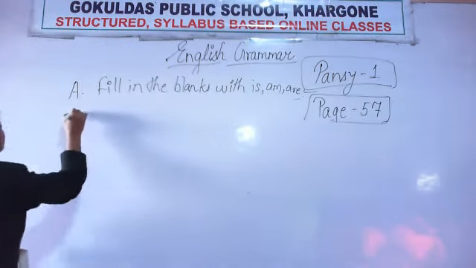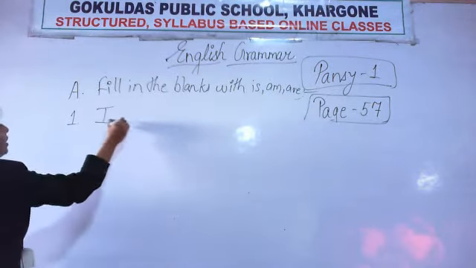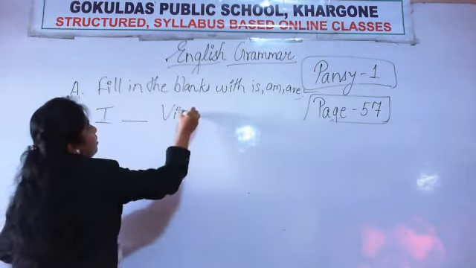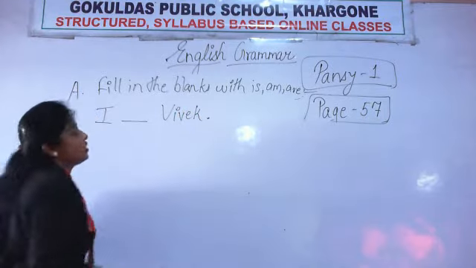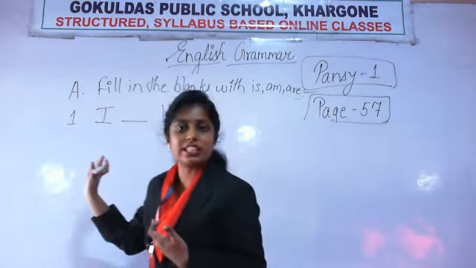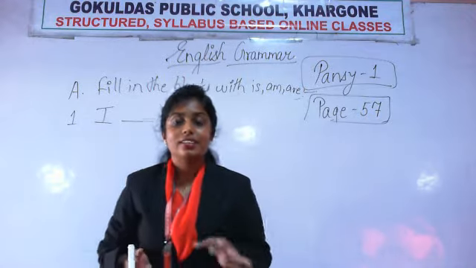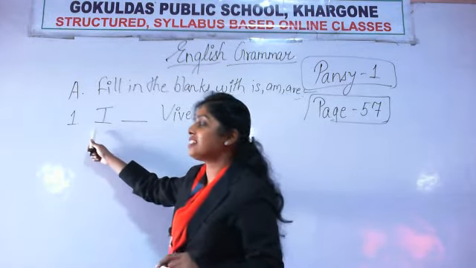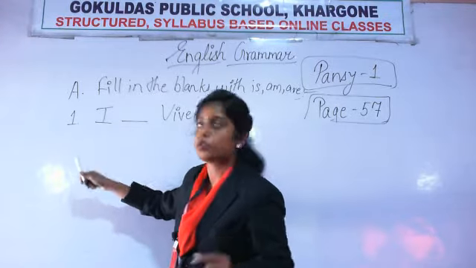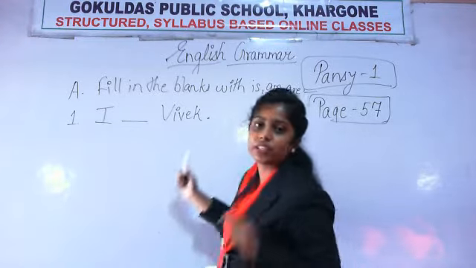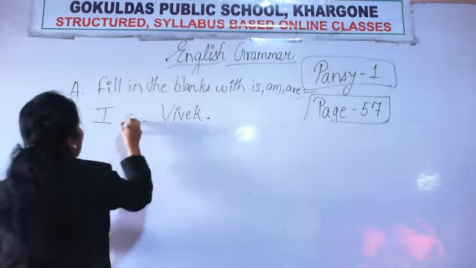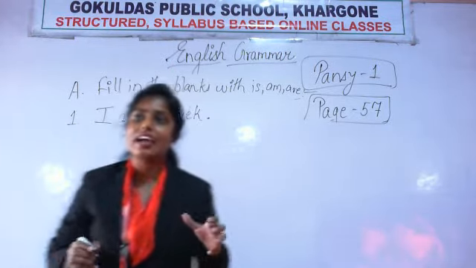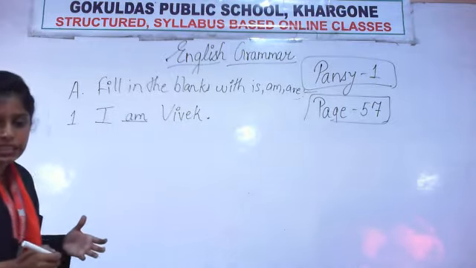So the first sentence is: I dash Vivek. This is the easiest one. I told you already that when I is there as a subject, we always use am with I. So I am Vivek. मैं विवेक हूँ. I am Vivek.